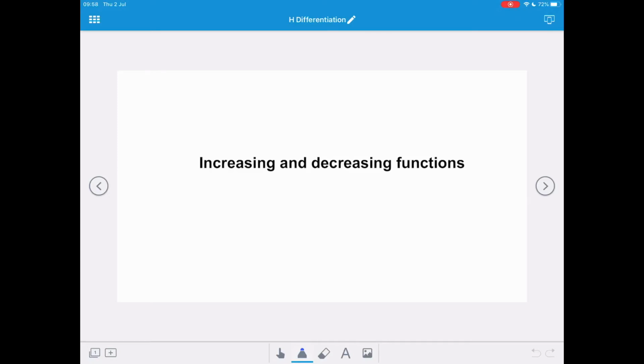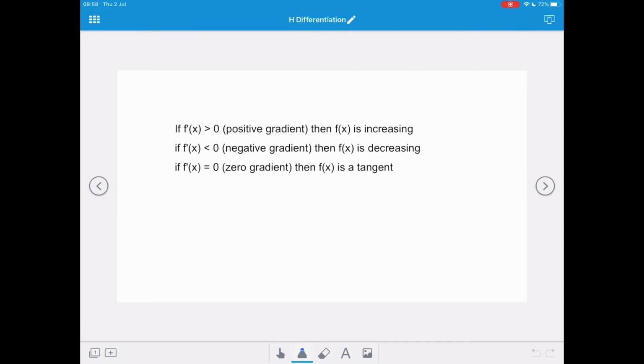In this video, we're going to look at increasing and decreasing functions. Now, if the derivative of our function is greater than 0, we know that we have a positive gradient, therefore our function is increasing. If the derivative of our function is less than 0, then we have a negative gradient, so our function is decreasing. And if the derivative of our function equals 0, then we know that we have a tangent. It's also a stationary point on our curve.